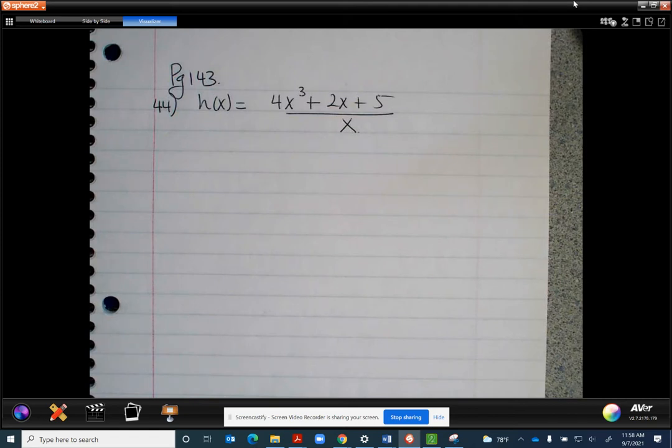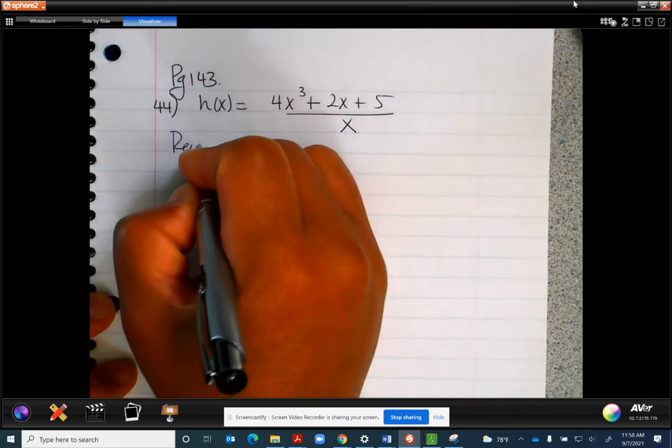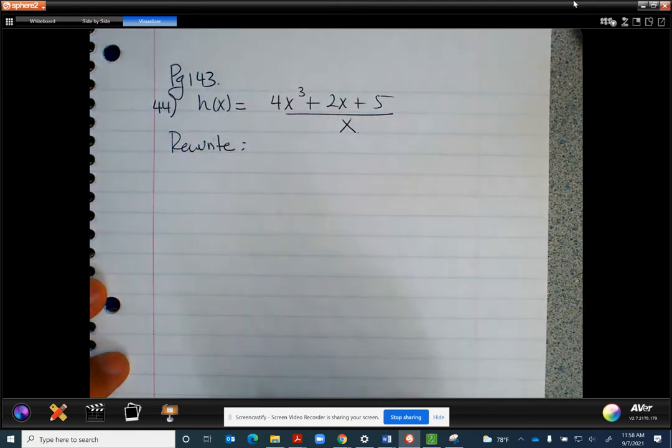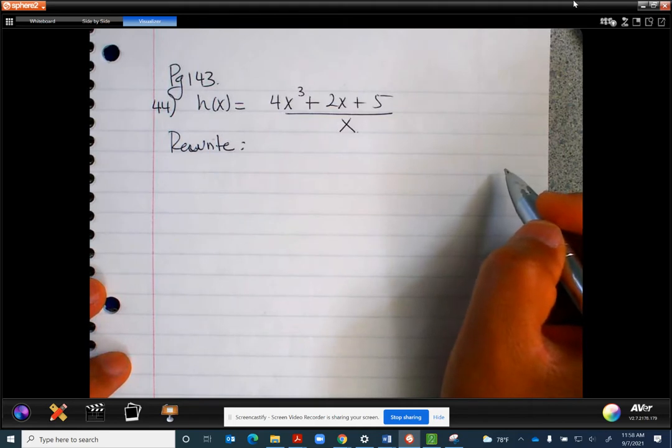All right, what do you think, guys? Anybody have an idea what we need to do for this one? You need to rewrite this. Anybody have an idea? Would you remove the x from the bottom and make it x to the power negative?